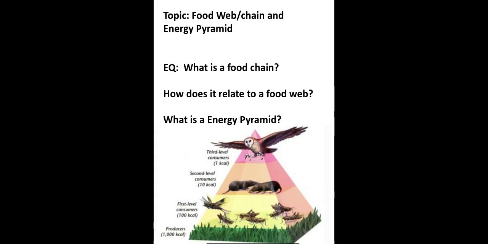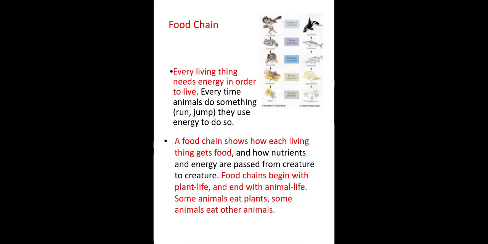A food chain is a linear way of thinking of what eats what, or what gets its energy from what. It's a chain. Blank eats blank, and that gets eaten by blank, and that gets eaten by blank. On this page, you can see two food chains. You can see one that happens on land and one that happens in the water.